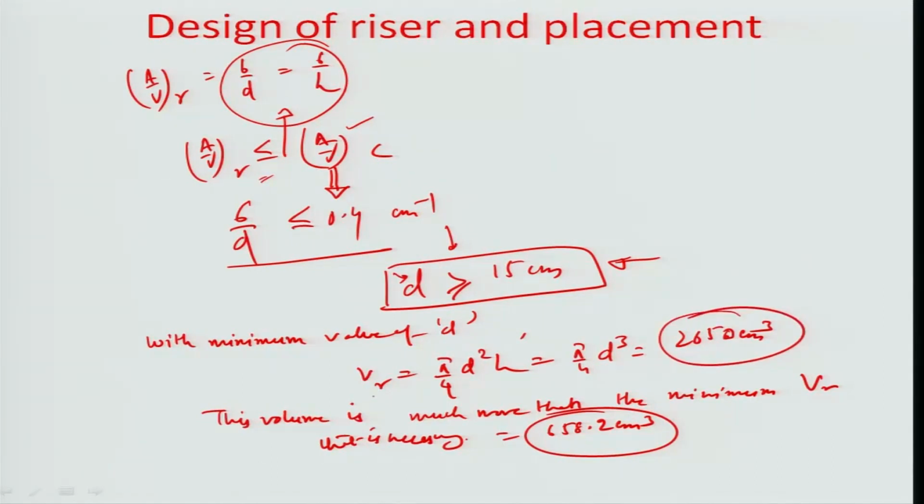So, obviously, this value of 2650 centimeter cube is much higher in comparison to the volume that is necessary. So, on one hand, with the diameter equal to height optimum condition, we are getting a riser volume which is much above the requirement. So, we are wasting metal this way, and that is something that we should not do. So, we consider the top riser and see what happens in that particular case.